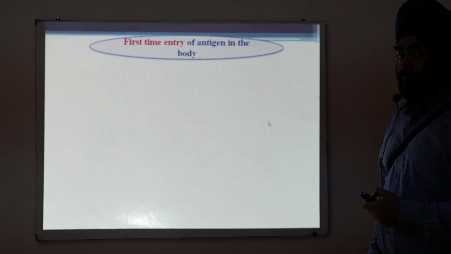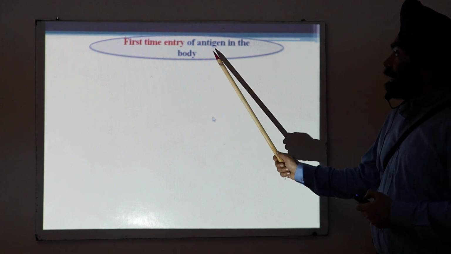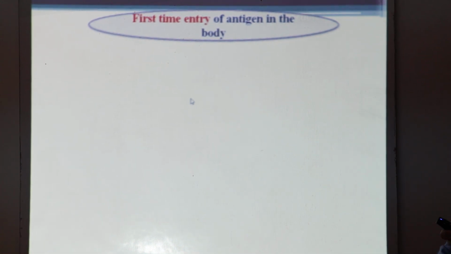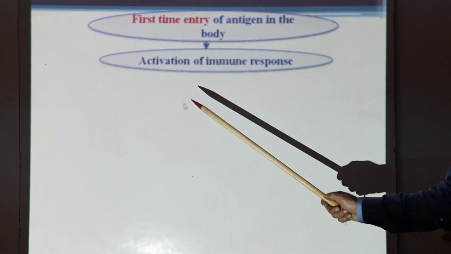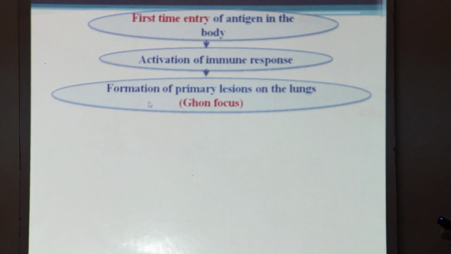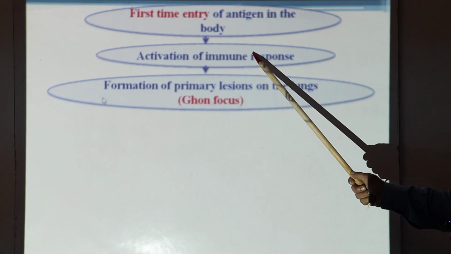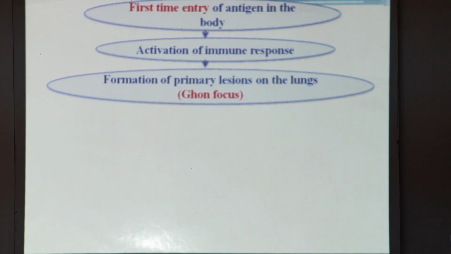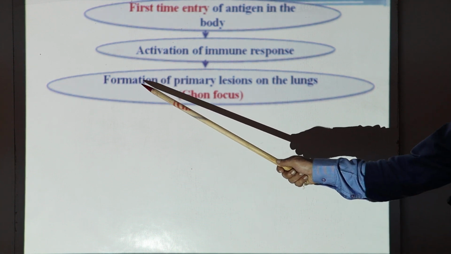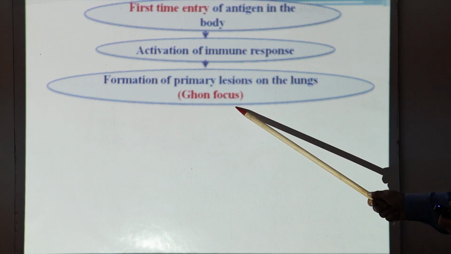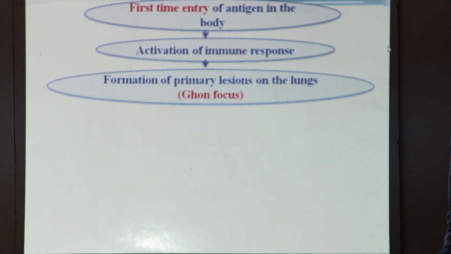Now, primary pulmonary tuberculosis means the antigen has entered the body for the first time. So there is an activation of the immune response. Immune response will lead to formation of a localized lesion. Some destruction will take place in the lungs. So that primary lesion, the formation of primary lesions in the lungs, we say is a Ghon focus. A small focus will be there in the lungs.